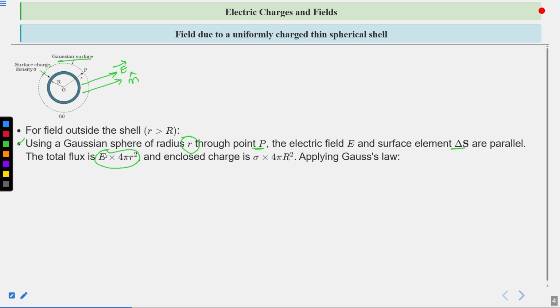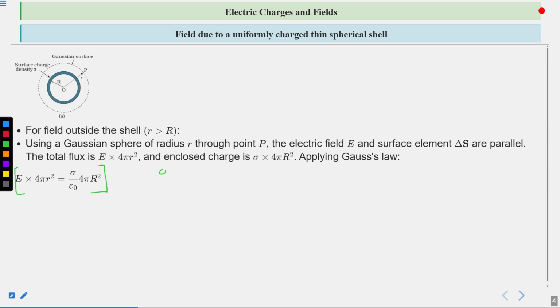The formula to calculate the flux is phi equal to Q enclosed divided by epsilon naught. So here E into 4 pi r square is the total flux, and the enclosed charge is sigma into 4 pi R square. Now applying Gauss's law, E into 4 pi r square is equal to sigma divided by epsilon naught multiplied by 4 pi R square.